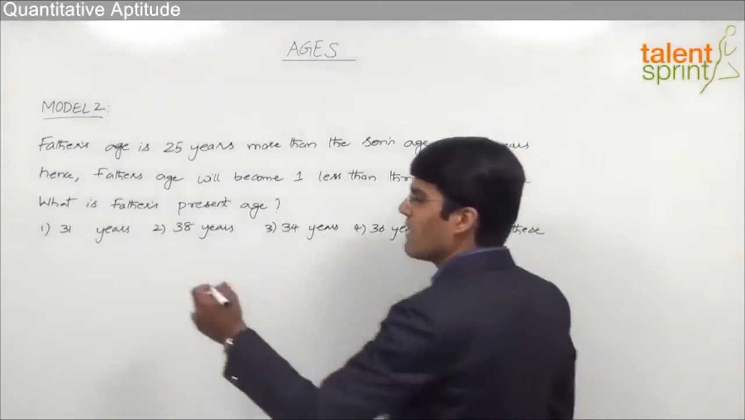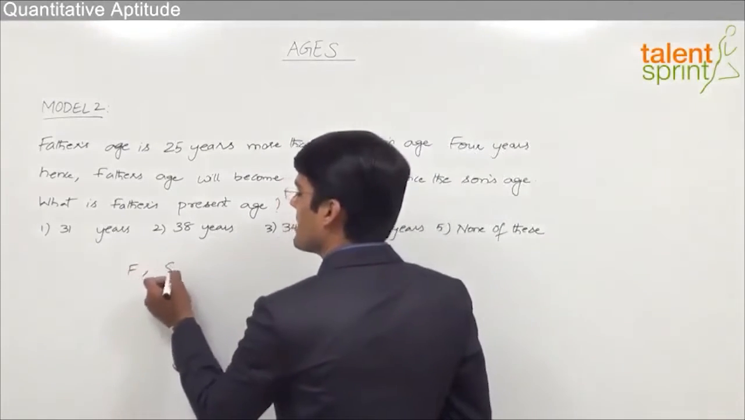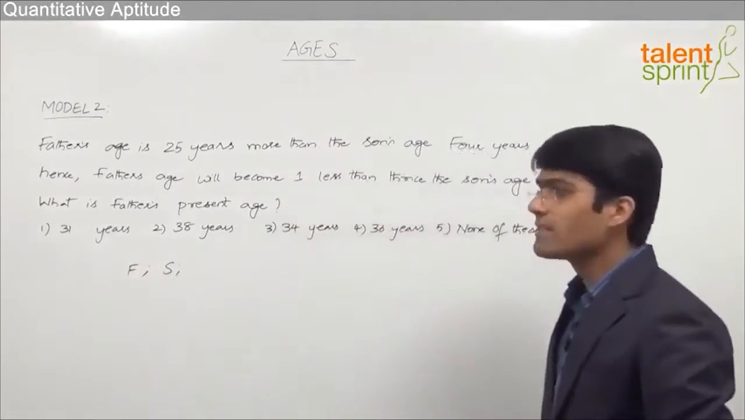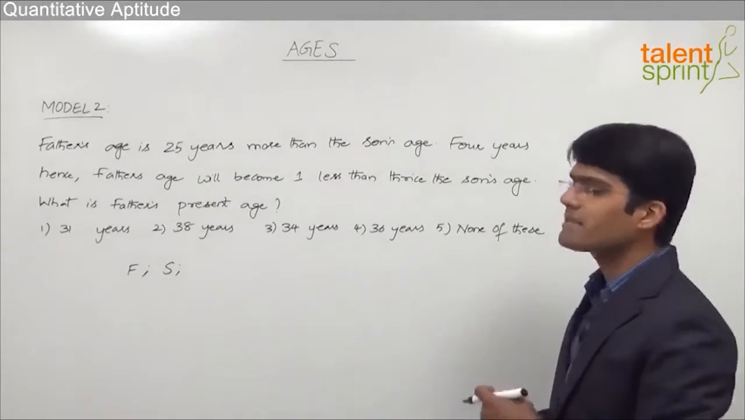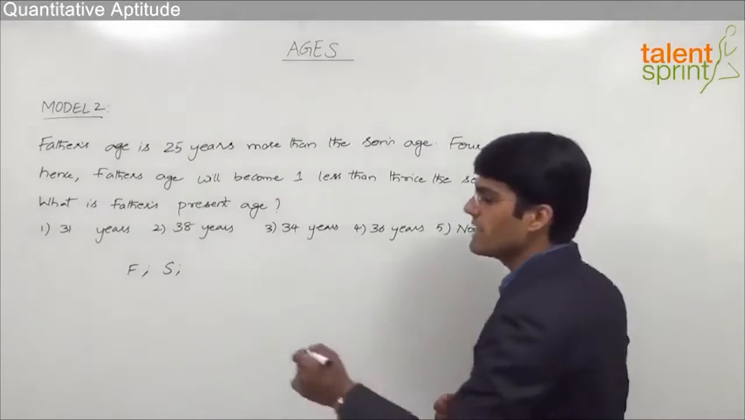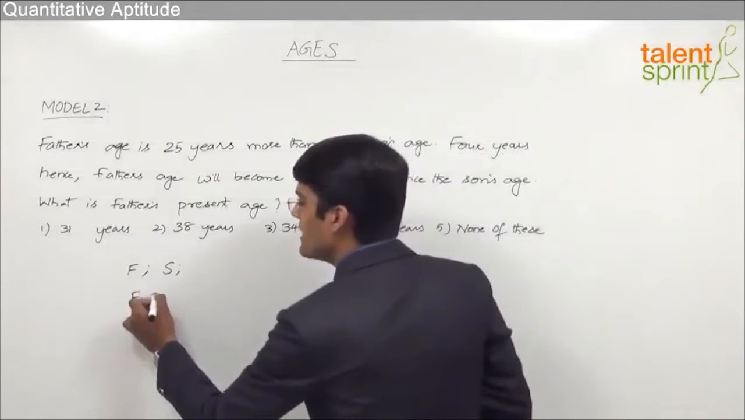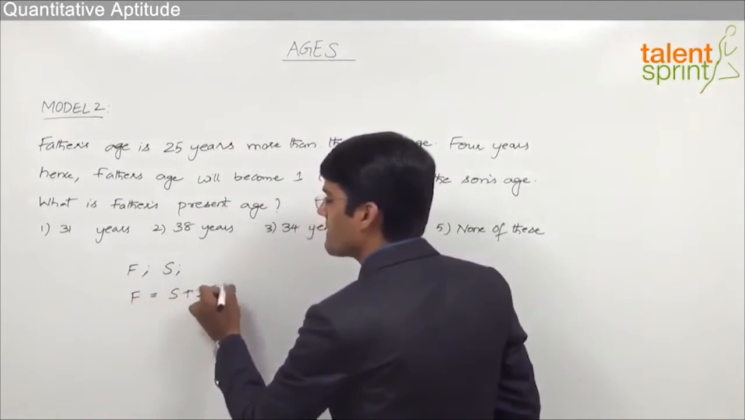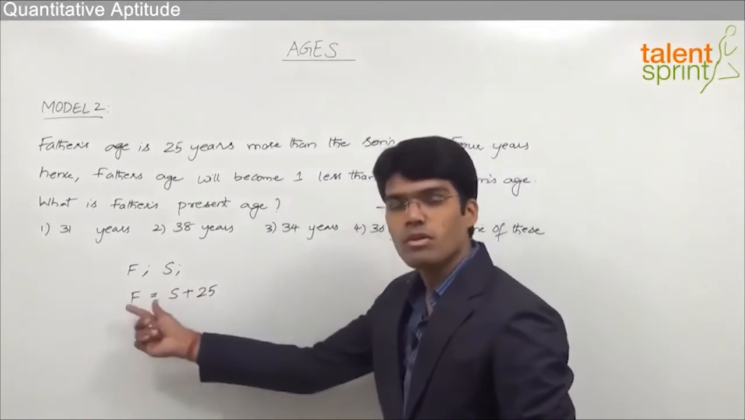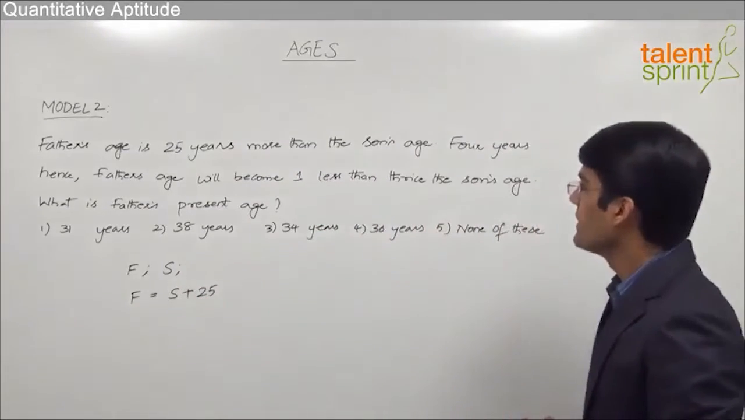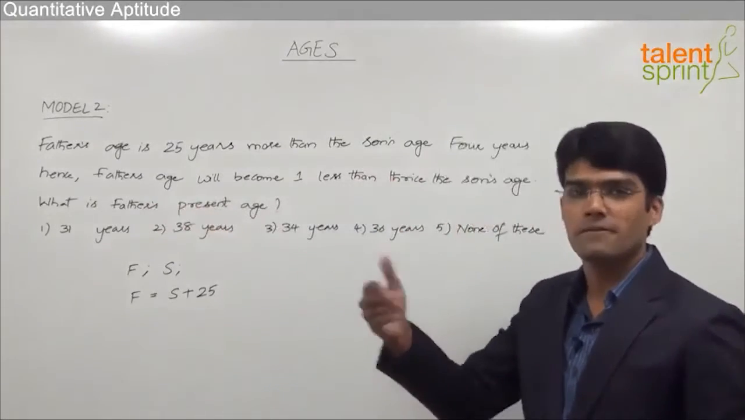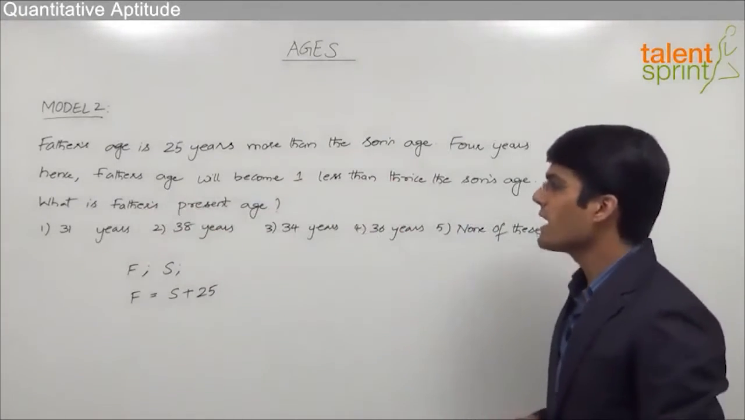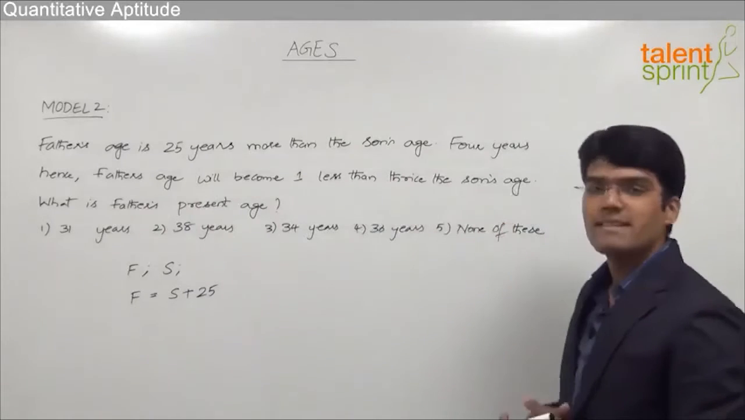Let us assume that father's present age is F and son's present age is S. Now from the first statement, we know that father's age is 25 years more than son's age. So we can say that father's age should be son's age plus 25, as it is 25 years more than the son's age. The second statement says 4 years hence, that means after 4 years, father's age will become 1 year less than thrice the son's age.